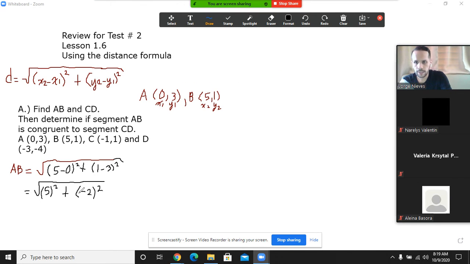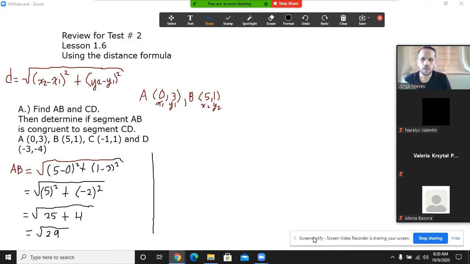So we're gonna evaluate this very quick. 5 squared is 25, because it's the same as saying 5 times 5, that's 25. And in the other part, we got negative 2 times negative 2, that is positive 4. So in other words, this is gonna give us 29, and we leave it like that. So we got that part done. Any questions about how to do this first part?